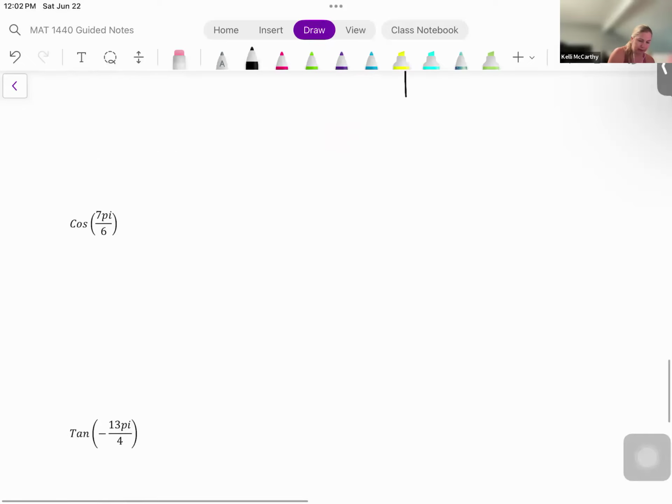Okay, cosine of 7 pi over 6. So the multiples of pi over 6 and pi over 3 are where things get really interesting, and I really love this practice. All right, so 7 pi over 6, I'm going to do that same thing of trying to count off multiples of pi over 6. Remember, pi over 6 is that smaller segment. So here's 1 pi over 6, 2 pi over 6, 3 pi over 6, 4 pi over 6, 5 pi over 6, 6 pi over 6, 7 pi over 6. So here's my angle.